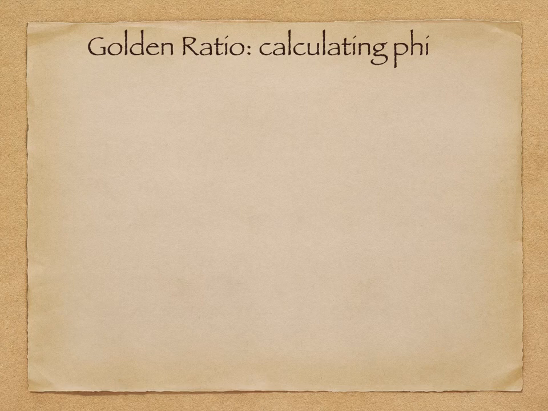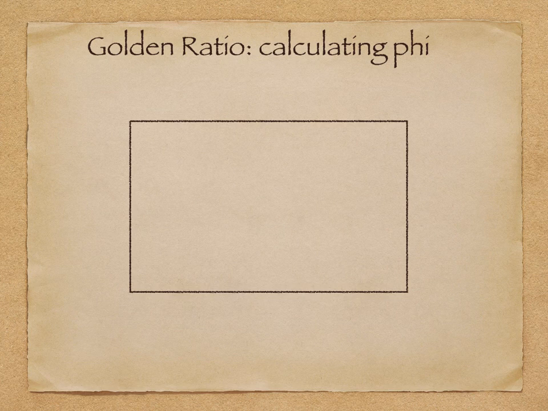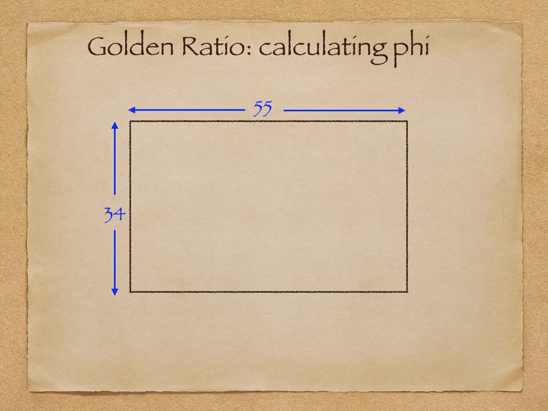In this video, I'll show how to calculate the value of phi, the golden ratio. I'll start with a particular example. Here's a rectangle with a shape that's very close to the golden proportion. It's 34 units wide and 55 long. Its proportions are measured by finding the ratio of these two lengths.